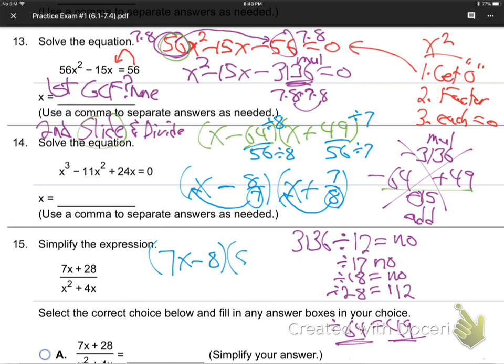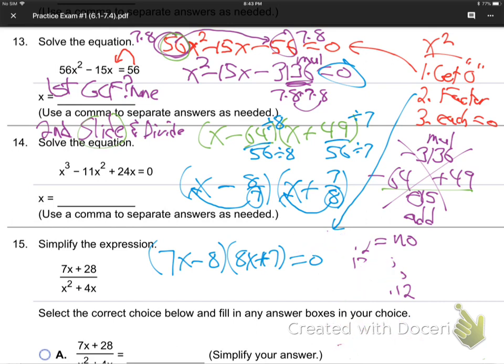7x minus 8, 8x plus 7 equals 0. We had to equal 0 there all along. Now that's all step 2, factor. That was a hard factoring, slide and divide. So we've got it factored. Now what do we do on step 3?